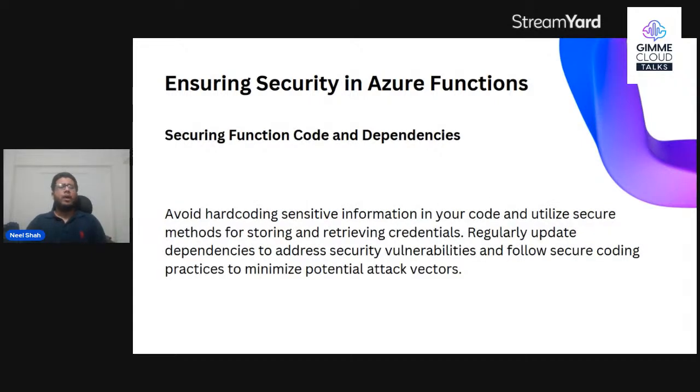Next is securing function code and dependencies. Avoid hard coding sensitive data in your code and utilize secure methods for storing and retrieving credentials. Use some Key Vault storage where you can store your sensitive data and call it from there. Explaining in a normal way, when you use GitHub, you have GitHub secrets stored there. You store the secrets, you don't write the secrets in the GitHub code or the normal code. Similarly, you can use this. It will help you have one layer of security. On top of that, you can also use DDoS protection and prevention. There are many policies which will help you have greater security.